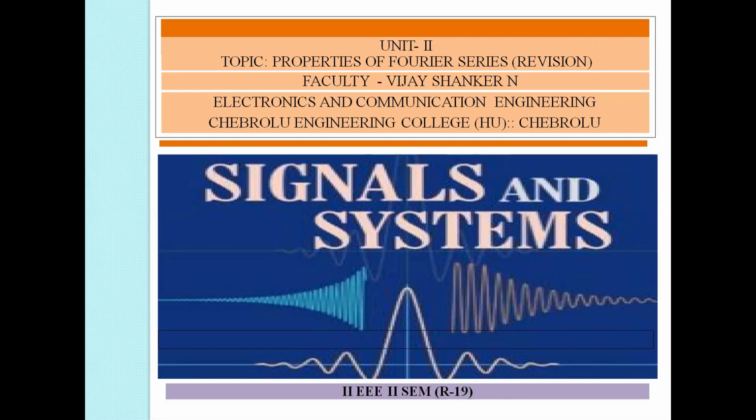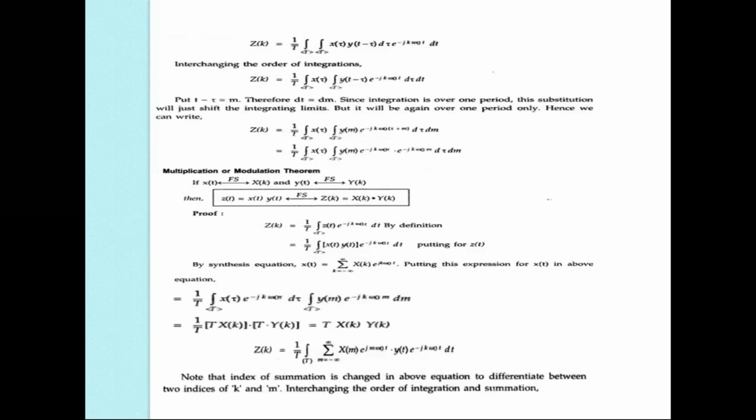Today, we are going to discuss another property of Fourier series, that is modulation or multiplication in time domain. In the last class, we completed the convolution in time domain. And next, coming to the multiplication or the modulation theorem.